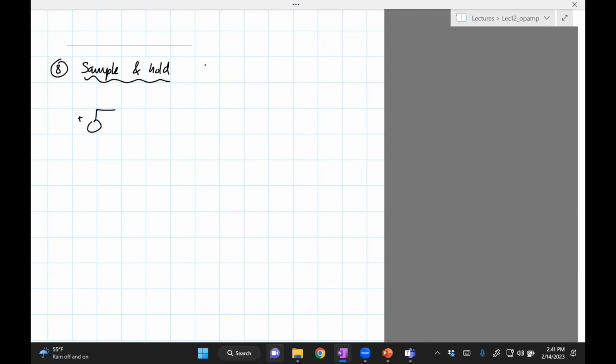We have a switch. This goes to the non-inverting input. And then we feed back the inverting input, so V out is fed to negative, V minus. And the key is to have a capacitor as shown.